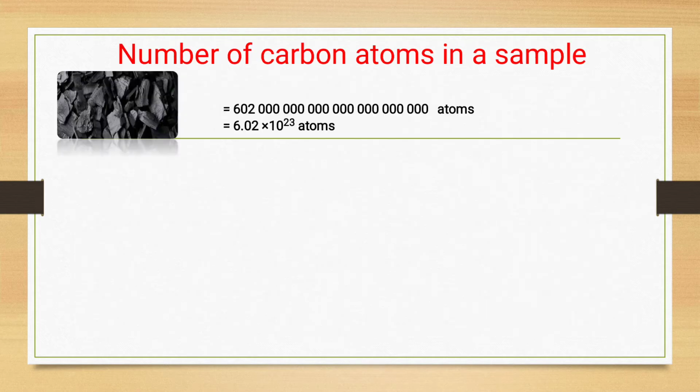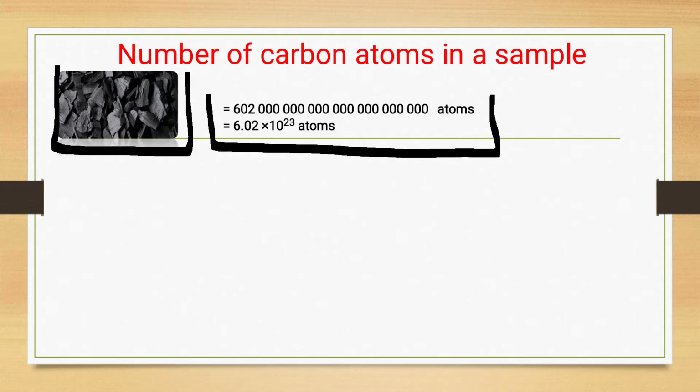Consider the example of carbon. In my sample here, I could tell you that it has 6.0 times 10 to power 23 atoms. That is ideally what we call 1 mole, which is 602 sextillion atoms.